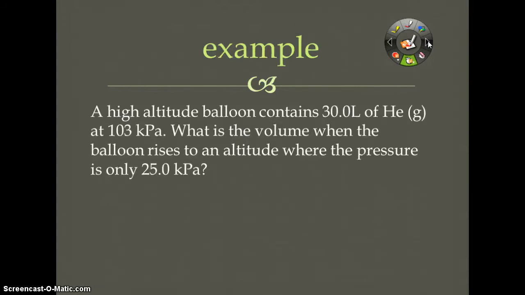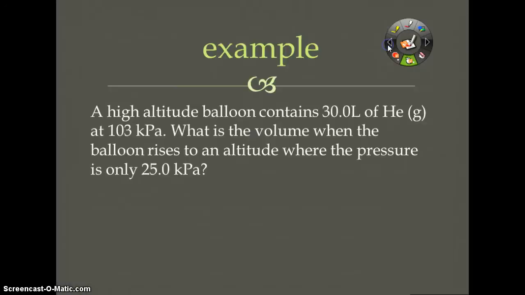So we have a high altitude balloon that contains 30.0 liters of helium at 103 kilopascal. They want to know what is the volume when the balloon rises to an altitude where the pressure is only 25 kPa. So the first thing you need to do is identify your variables. And I would suggest making a list or highlighting them and labeling them in some fashion.